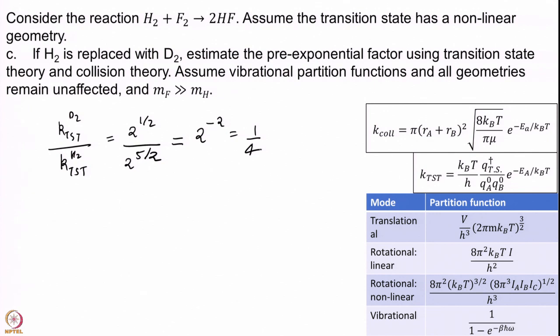Okay. So you can compare it against the collision theory, which was 1 over root 2. So again, collision theory and transition state theory will give you qualitatively different results. The ratio is very, very different.